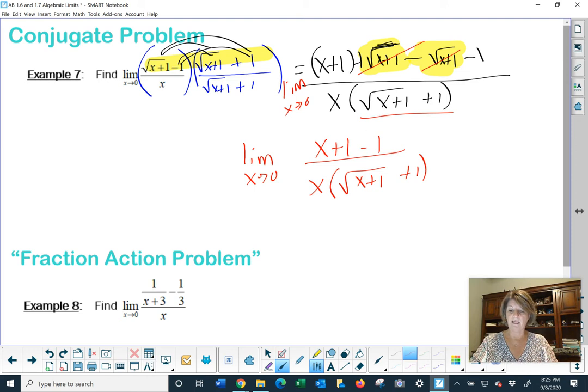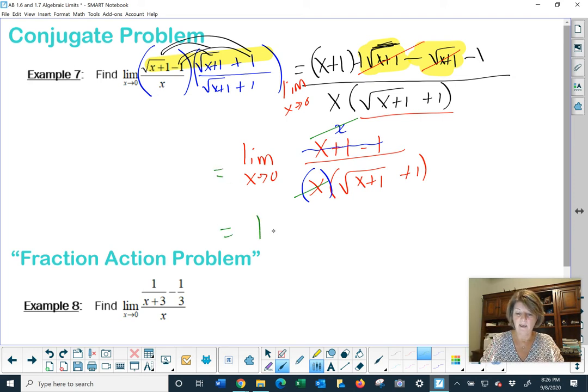Okay, 1 plus negative 1 will disappear, and I'm going to simplify this by just rewriting that and simplifying it down to x. Now what you notice is I have an x on top multiplied by x times some stuff. So x divides into x one time, and I get the limit as x approaches 0 of 1 over square root x plus 1 plus 1.